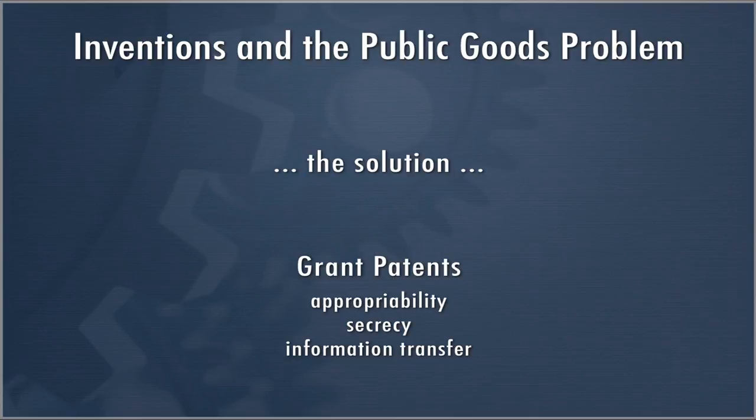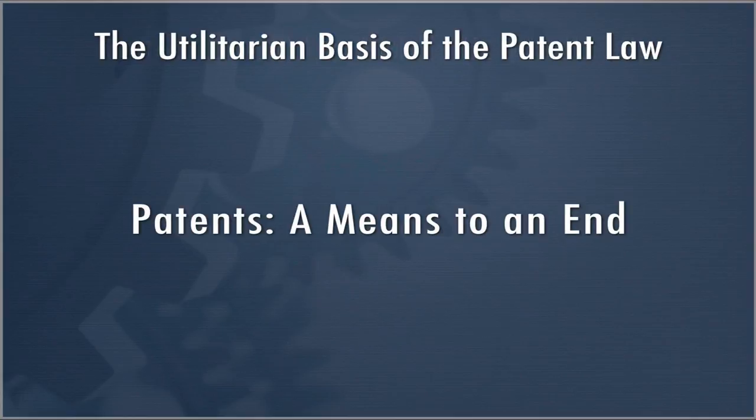So this is the idea: we are trying to solve a public goods problem with the patent system. We're doing so by providing appropriability, by requiring openness and a lack of secrecy, and enhancing the transfer of ideas. So really what we're talking about in the utilitarian basis of patent law is that patents are a means to an end, right? And that's, I think, the most important thing to keep in mind.